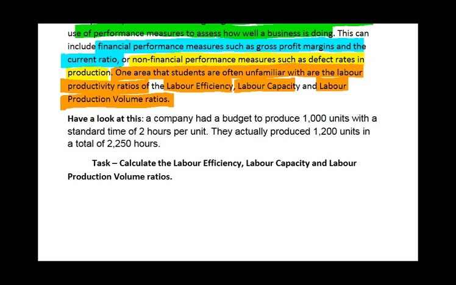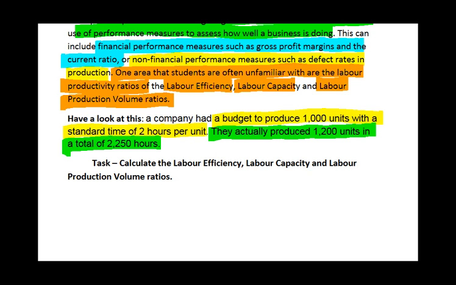These are the ratios I'd like to take you through, using some fairly simple numbers. A company has a budget to produce 1,000 units with a standard time of 2 hours per unit. That's the standard time they're expecting each unit to take. We're then told they actually produced 1,200 units in a total of 2,250 hours. We're going to calculate these three labour productivity ratios: labour efficiency, labour capacity, and labour production volume.